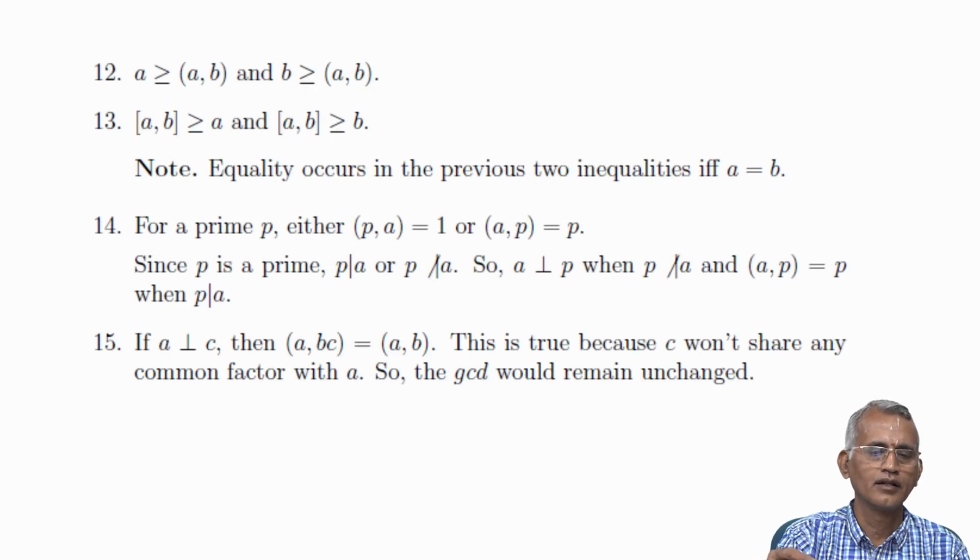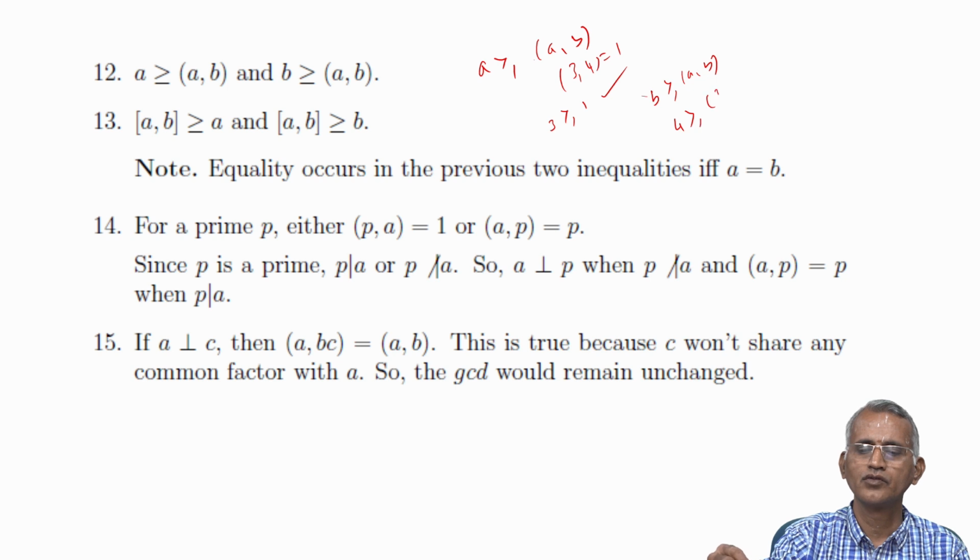And A is greater than or equal to the GCD of A comma B, because if you take 3 comma 4 as 1, 3 is always greater than or equal to 1. And similarly, B is always greater than or equal to the GCD of A comma B, meaning 4 is greater than or equal to the GCD of 3 comma 4, which is 1. So this holds good like that.